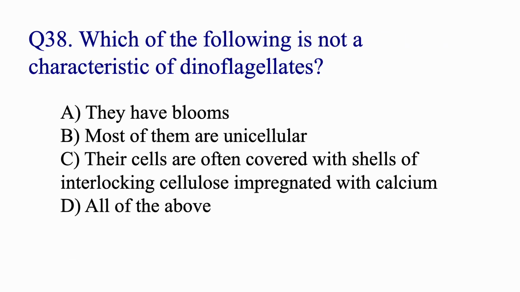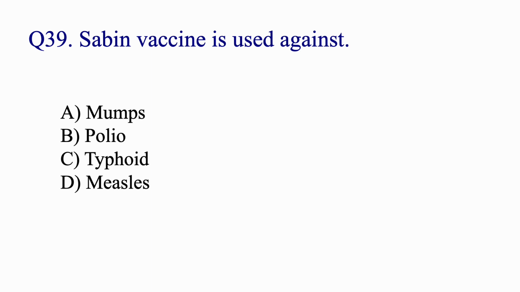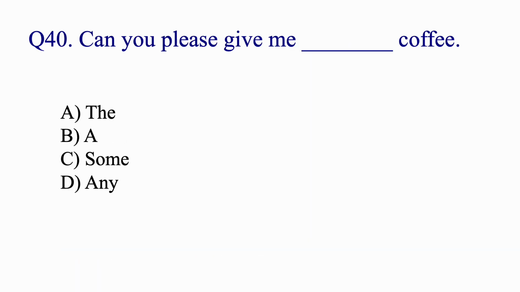Which one of the following is not a characteristic of dinoflagellates? Their cells are often covered with shells of interlocking cellulose impregnated with calcium. Sabine vaccine is used against polio. Can you please give me dash coffee?